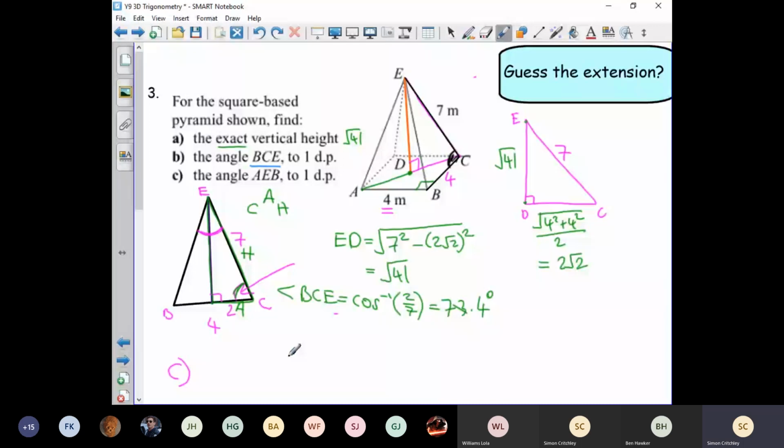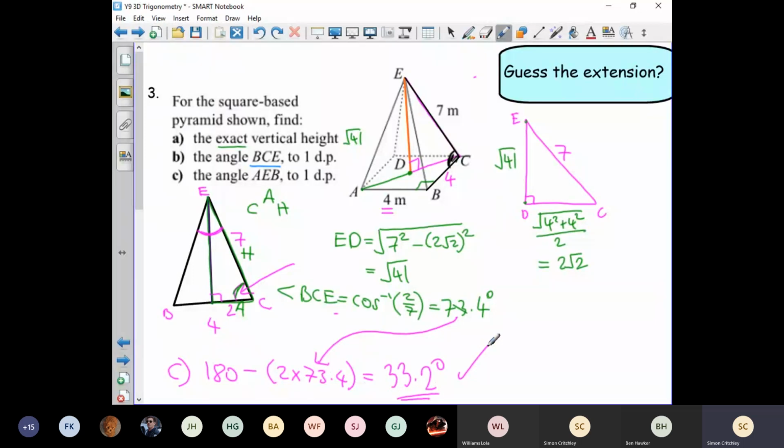Angles of a triangle add up to 180, so I think 180 minus 2 lots of that gives 73.4 degrees. We don't want rounding error, so we want that exact value, but anyway, it doesn't matter too much. To 1 decimal place, I'm getting 33.2 degrees. I got that before, so I'm happy that's the correct answer there.